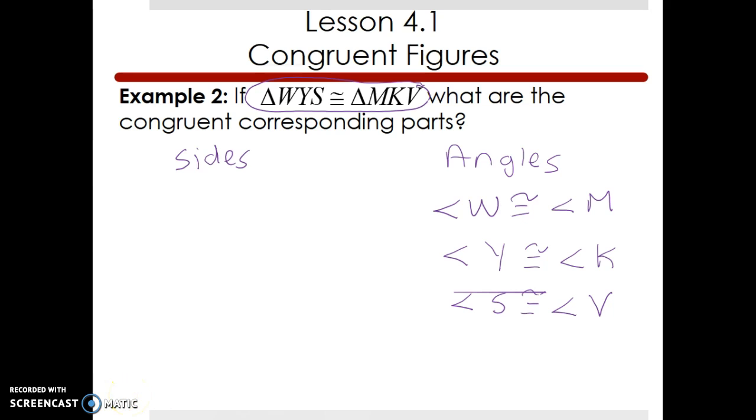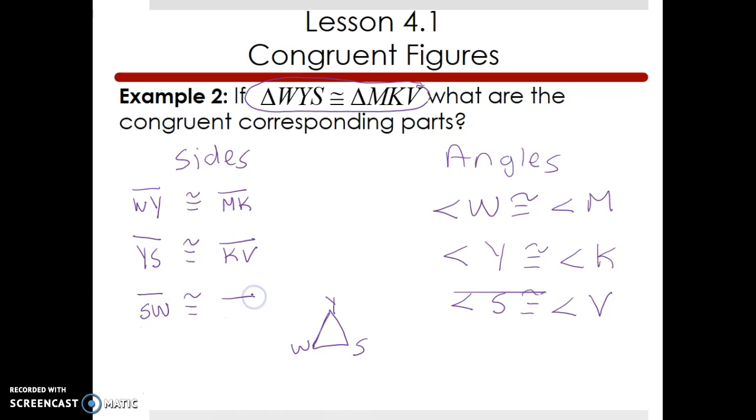The sides will also have to match up. So WY is congruent to MK, then YS is congruent to KV, and your last side is SW. Again, S goes with V and W goes with M, so it's congruent to VM. All right.